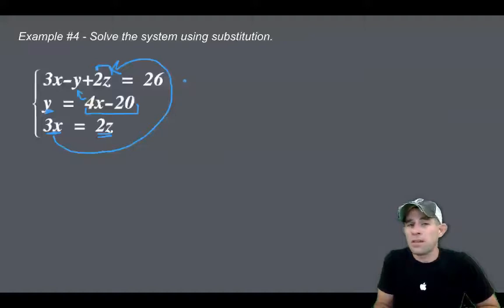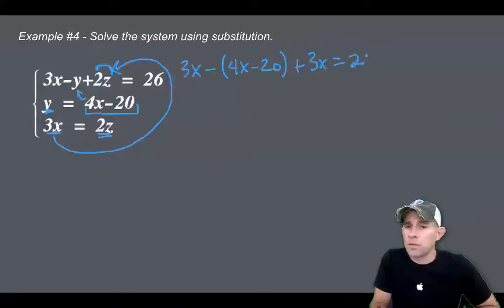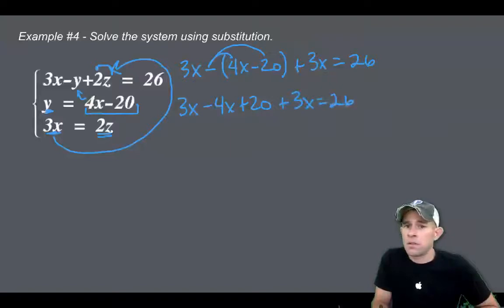So let's rewrite that top equation now. It will say 3x minus the quantity 4x minus 20 plus 3x is equal to 26. All right, now be careful here. We have a minus sign out in front of the parentheses, so we need to distribute that minus sign in. So I now have 3x minus 4x plus 20 plus 3x is equal to 26.